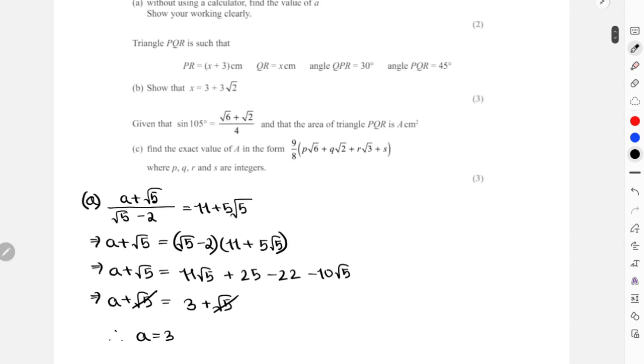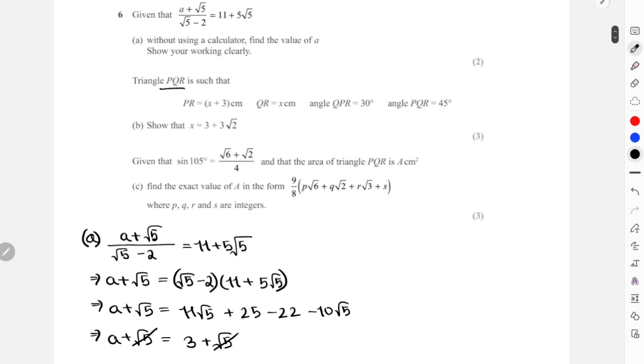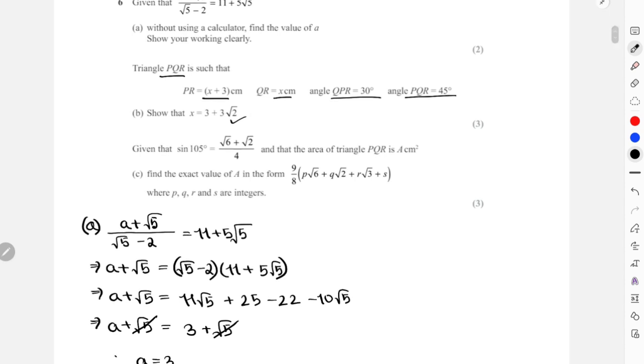Okay. Now using this, it says that there is a triangle PQR such that PR is x plus 3, QR is x, angle QPR is 30 degrees, and QPR and PQR, right, these are the angles. We need to show that the value for x is in this format. Okay, let's just draw a triangle for this case.